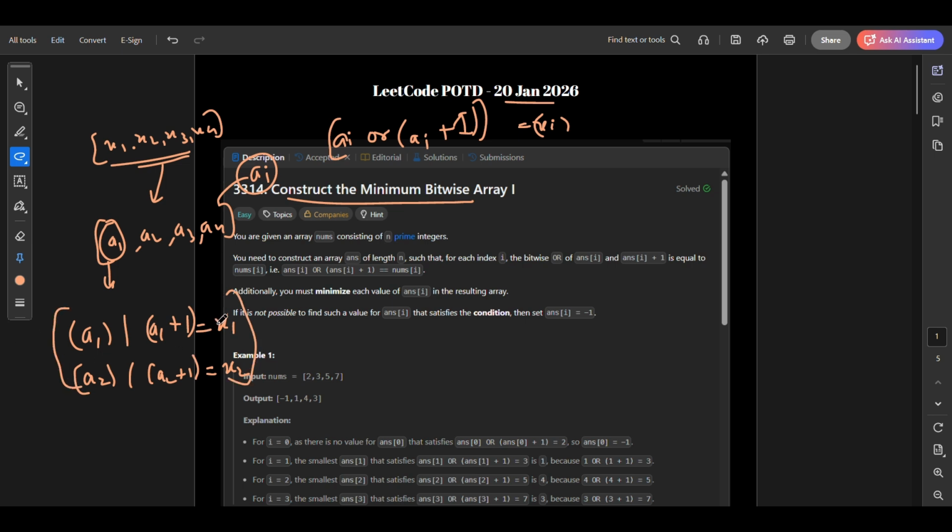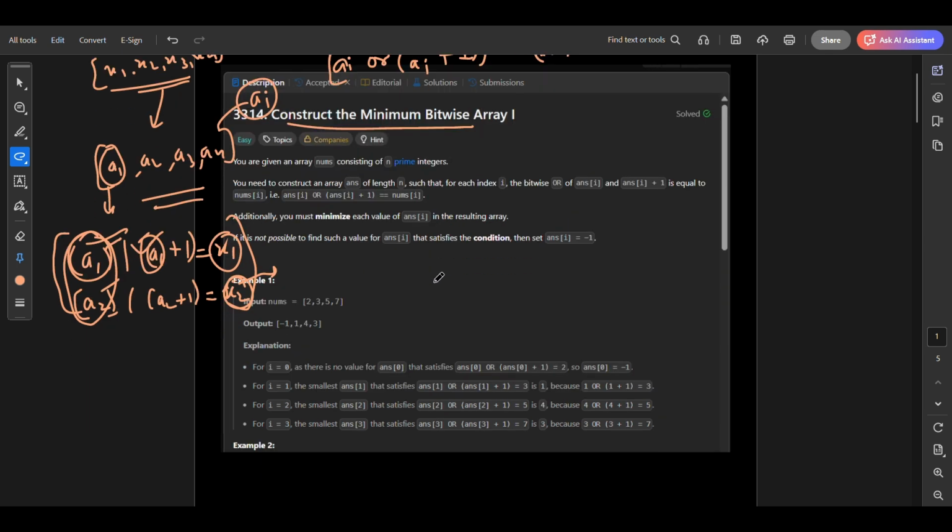Now the question is simply saying that we don't know a1 because we are only given x1 and x2, and we somehow have to find these a1. And the final answer should have the minimum values for a1, a2, a3, and a4 and so on. Okay, so what is the approach that we are going to take?